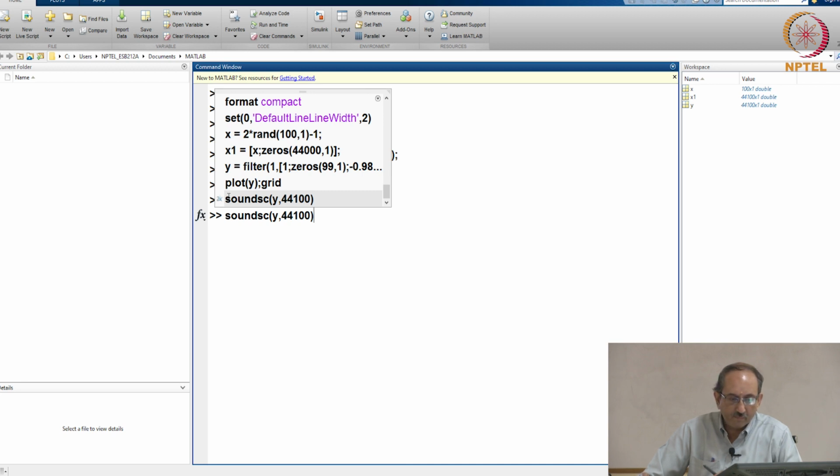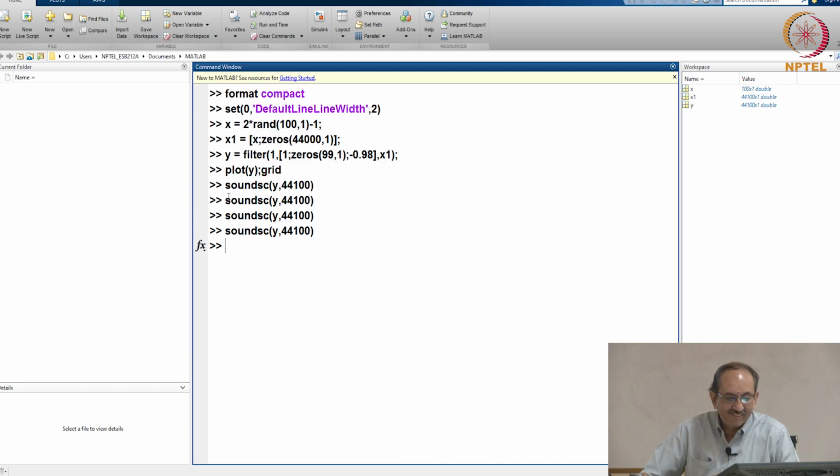Let me play it again. Okay, what does it remind you of? It reminds you of a plucked string, right? So it certainly reminds you of a plucked string.